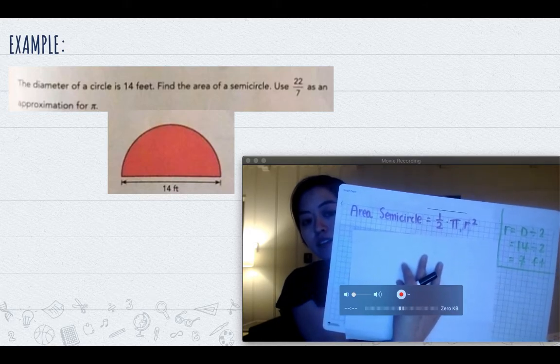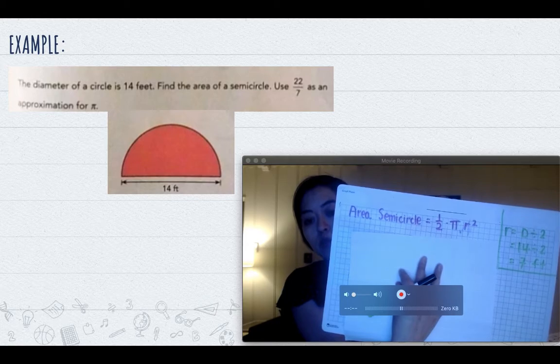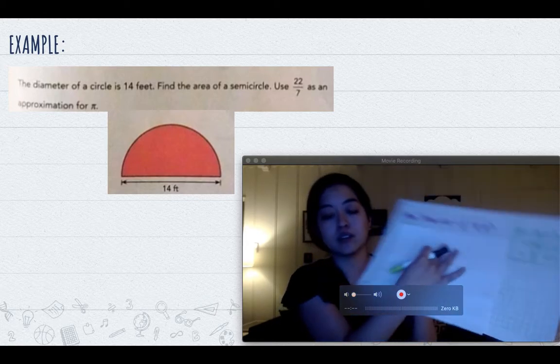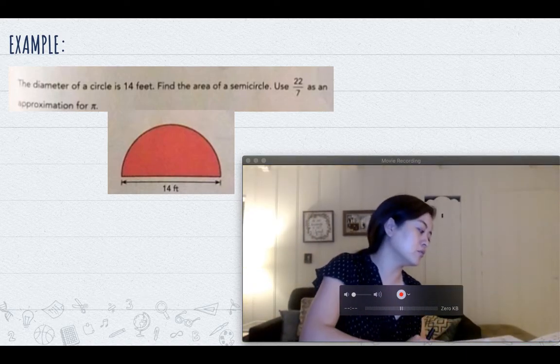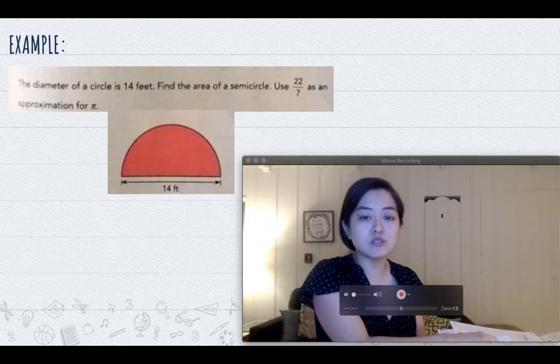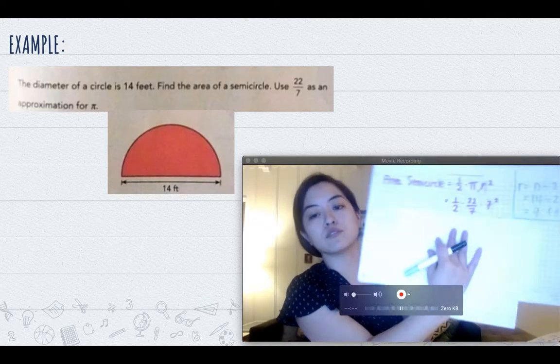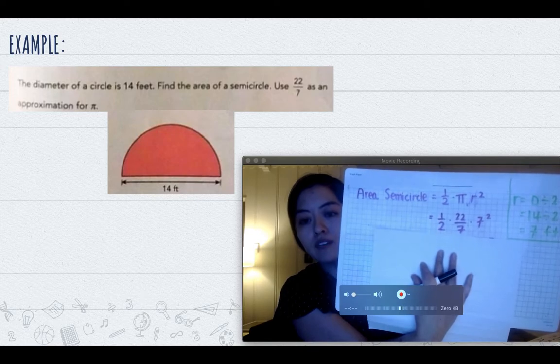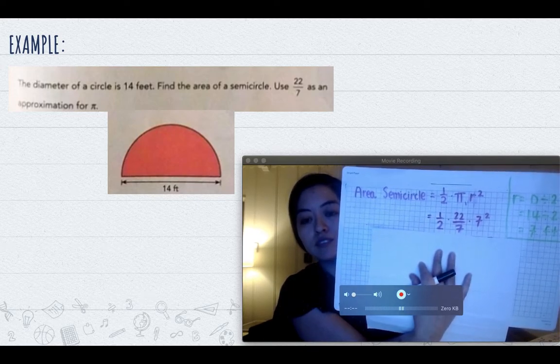So r is half the diameter. So half of 14 is 7. And I did that in green in the corner. So now I'm ready to input my values. Okay. And it says also to use 22/7 as an approximation for pi. Okay, so I have 1/2 times 22/7 times 7 squared.